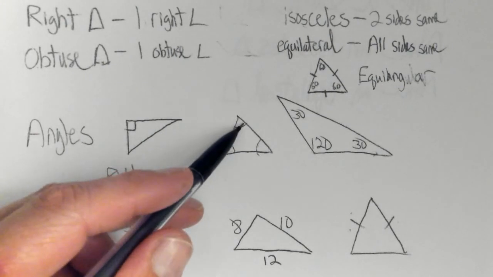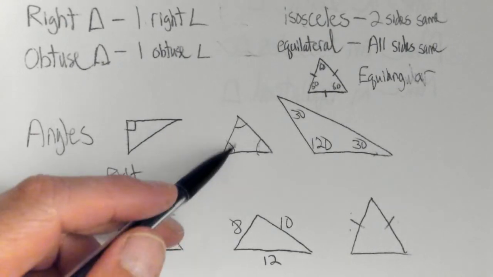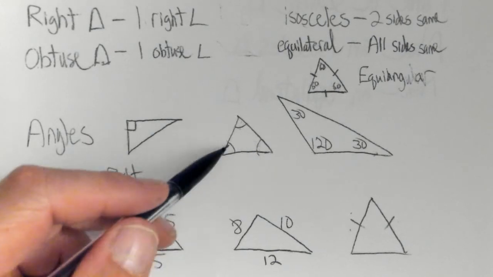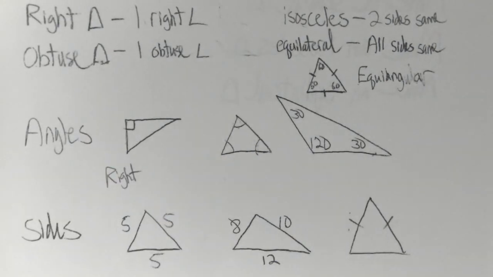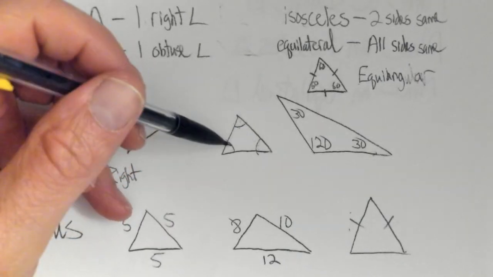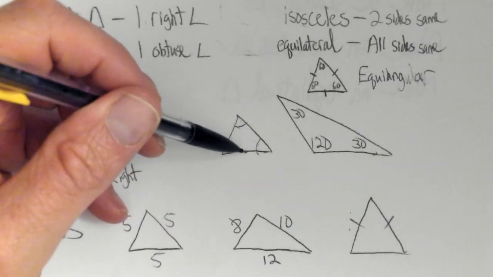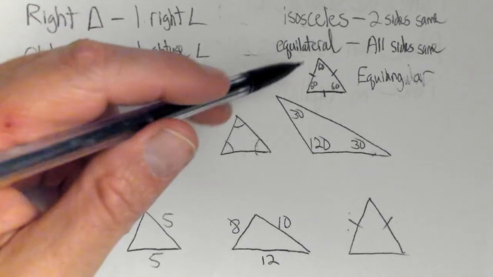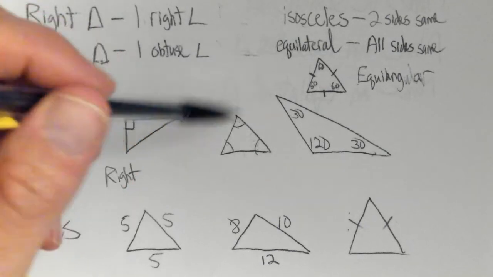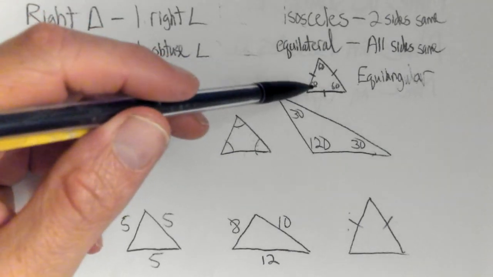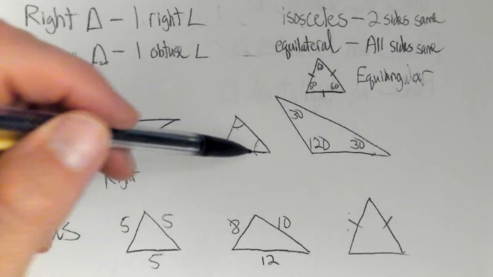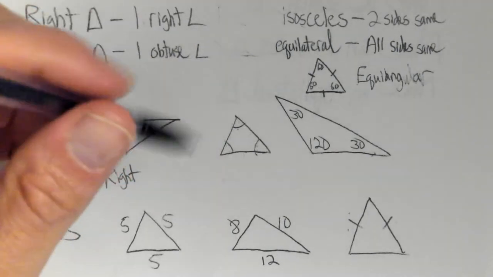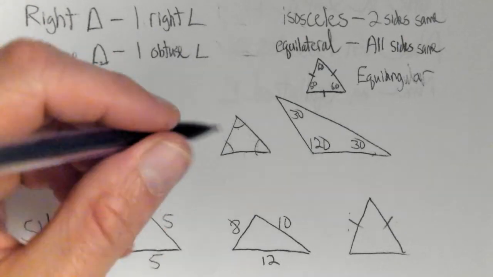Next one. Remember, these marks mean that all three of these angles are the same. If all three angles are the same, there's only one thing they can be and still add up to 180. So if all of these are the same, then you've got yourself an equilateral triangle, and in an equilateral triangle, all these angles are going to be 60, 60, and 60. So what kind of triangle is it? It's an acute triangle.